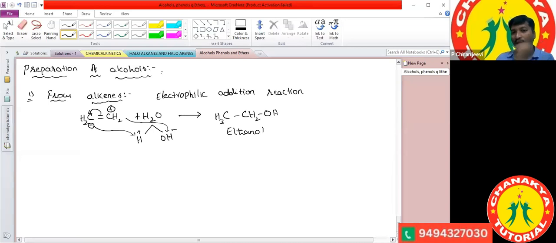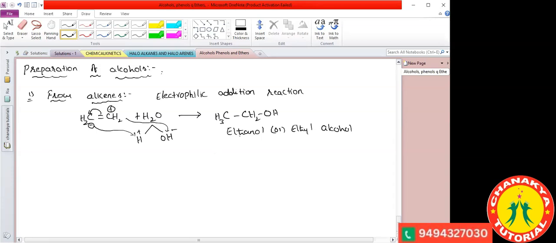Okay, so what is the name of the product you got here? You got ethanol. Okay, and this we can also call ethyl alcohol. This is the product. Now we got the clarity, Ritu? Yeah, sir, got it. Okay.